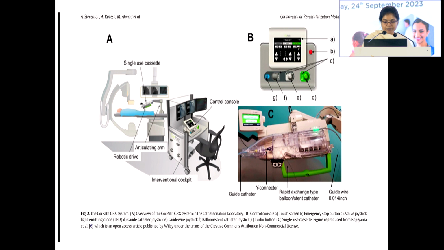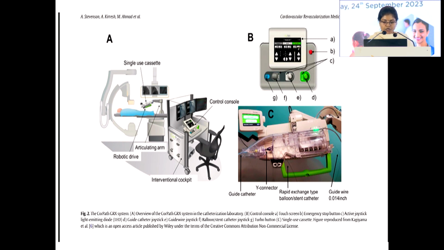So this is the diagrammatic representation of this robotic system. It contains 2 arms. One is the robotic arm, which is located at the bedside of the patient, and the other is the interventional cockpit, or the console, which is located behind a radiation shield. And in this robotic arm, there is a single-use cassette through which the hardware systems are loaded and manipulated. And it is manipulated by this console.